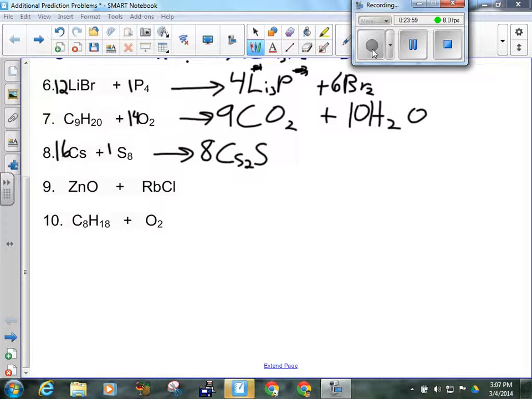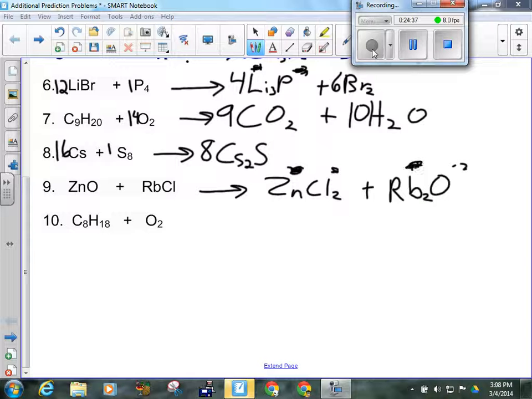For number 9, I've got zinc oxide with rubidium chloride, and these are both what kind of compounds? They're ionic, so this is a double replacement reaction. So I'm going to swap the metals' partners. Zinc ends up with chlorine. Rubidium ends up with oxygen. With all ionic compounds, I now need to swap and drop. Zinc is a +2, chlorine is a -1, so I've got ZnCl2, and then I've got rubidium, which is a +1 with oxygen that is a -2, so I've got Rb2O.